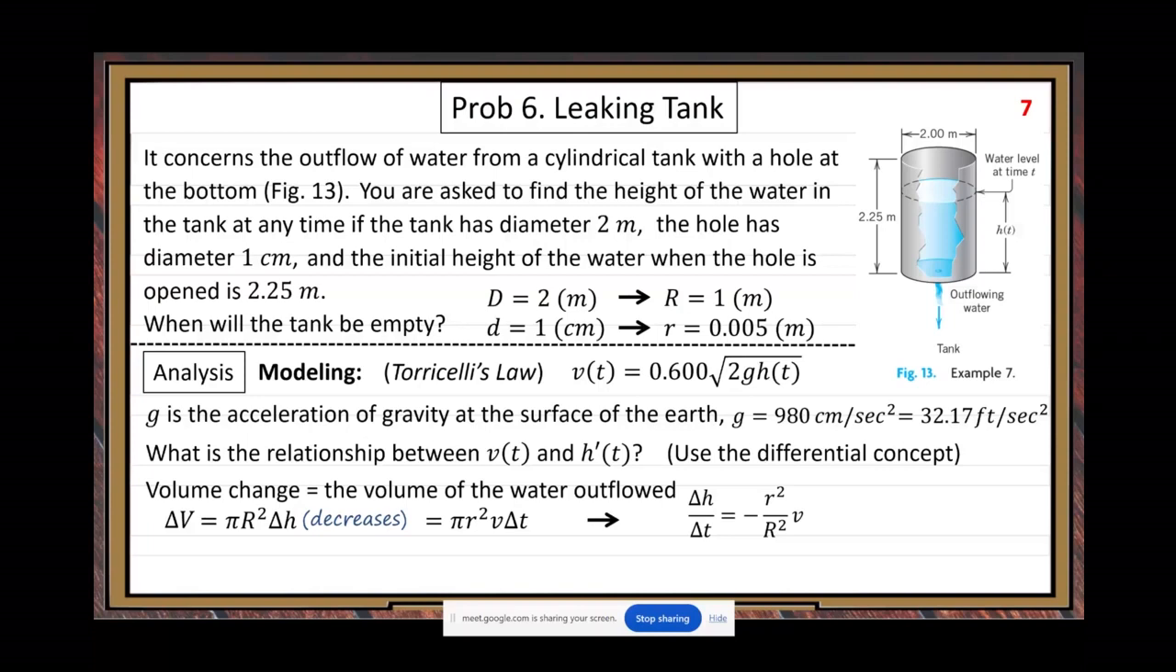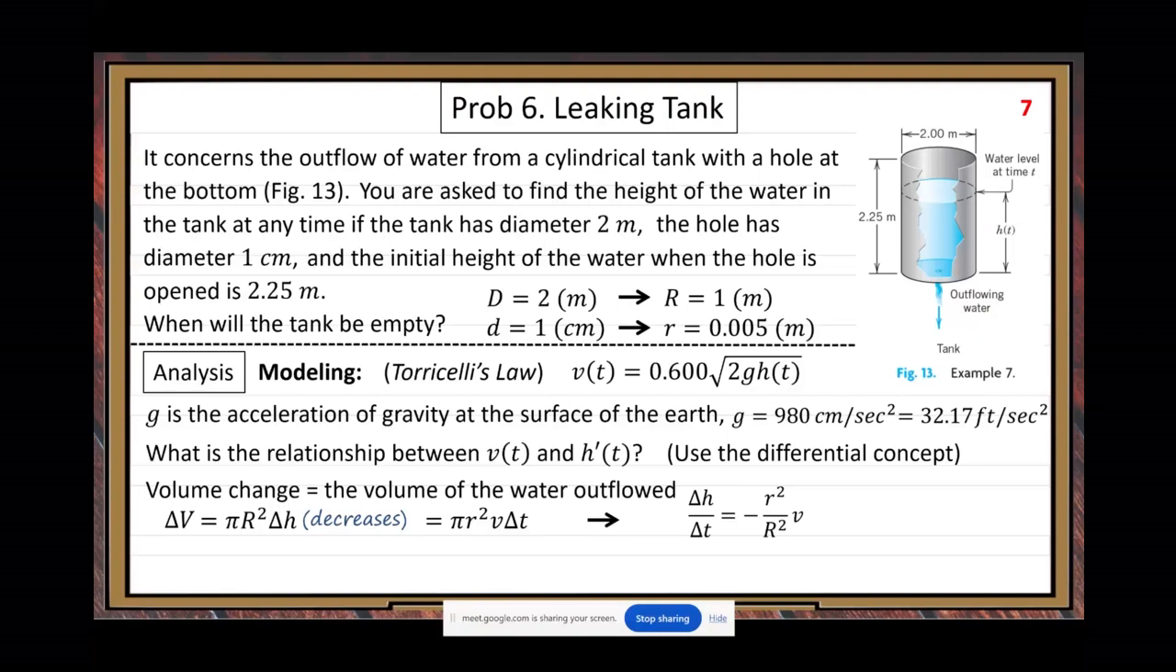Or for the volume change, because the volume decreases, it should be negative. If the volume increases, it should be positive. So here the volume decreases, so we use negative. All right. So now delta H over delta t equals this expression.